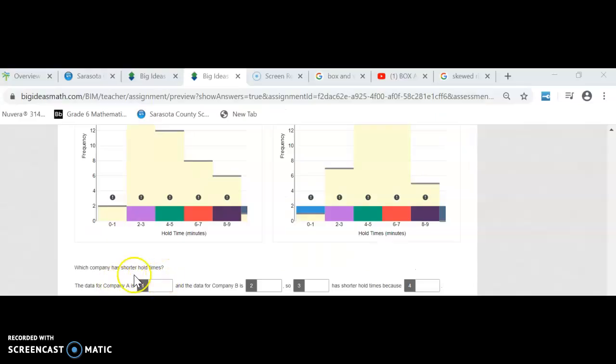So which company has shorter hold times? The data for company A is skewed to the right. The data for company B is symmetrical. So company A has shorter hold times because most of the data values are on the left. You can see right in here, most of it's on the left, where this one is symmetrical, so they're fairly even.